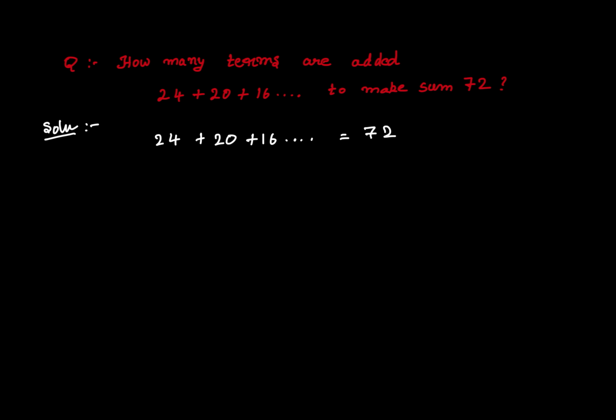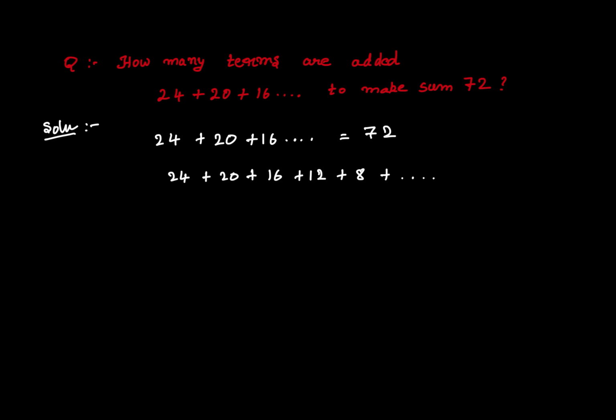We can find this problem in two ways. We can make the complete series 24 plus 20 plus 16. After 16, the common difference is reducing by 4, so after 12, after 8, and so on. But if the series is a little complex, it will be difficult. So we can try solving it by using equations.